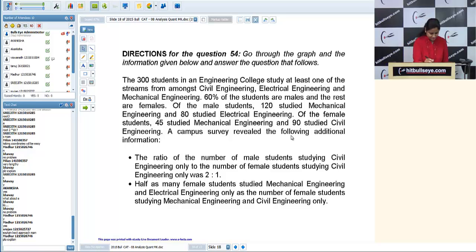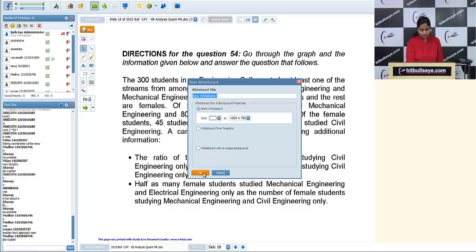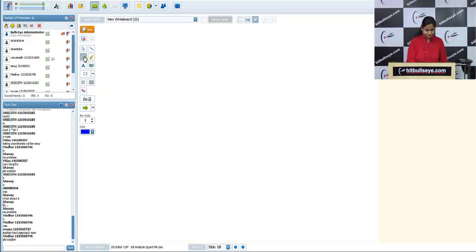Okay. Srujan, we'll go by Venn diagram only. See, you have PDF copies with you of this paper. It's better you read directions from that. It says there are 300 students in an engineering college who study at least one of the streams from amongst civil engineering, electrical engineering and mechanical engineering. 60% of the students are male. What is 60% of 300? That is 180. It means remaining are female. So 120 are females.